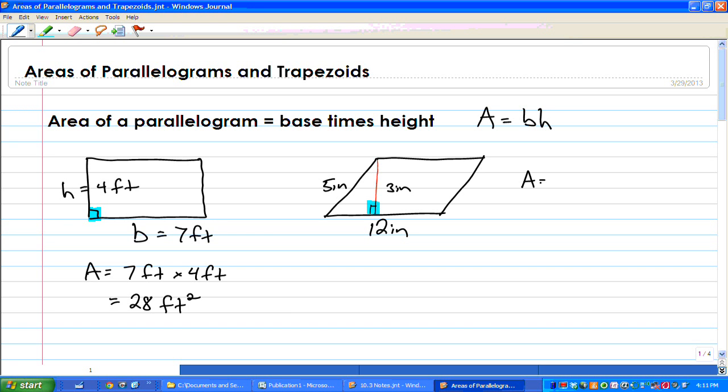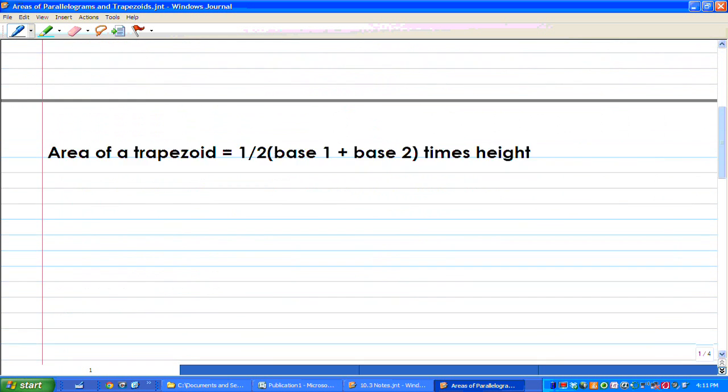So the area of this is going to be base, 12 inches, times, I'm going to do parentheses here, 3 inches. 12 times 3 is 36. Inches times inches is inches squared. That is a parallelogram. Trapezoid, a little bit more interesting.